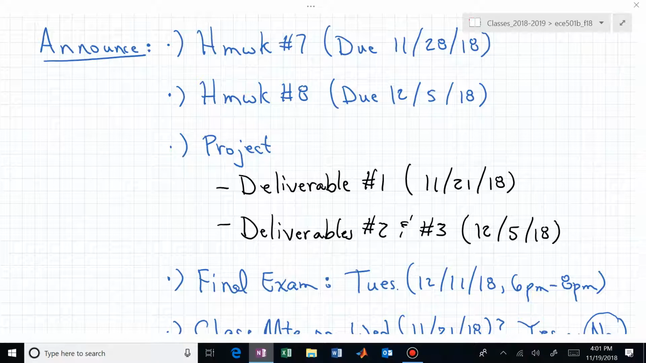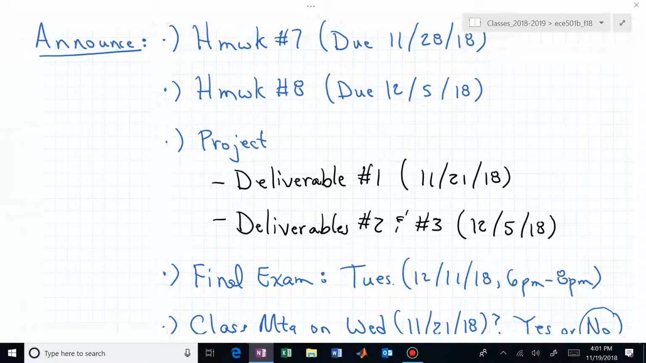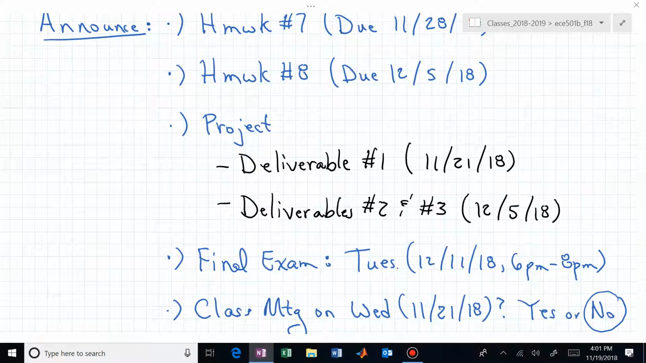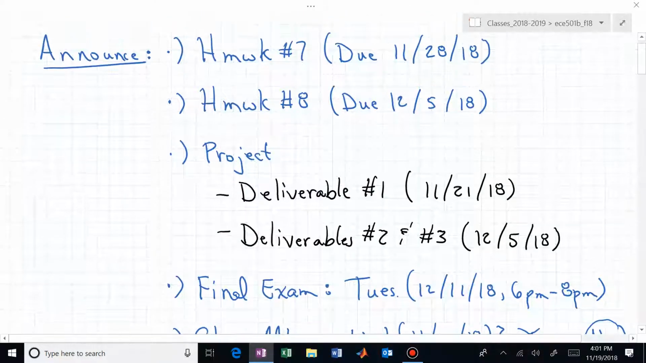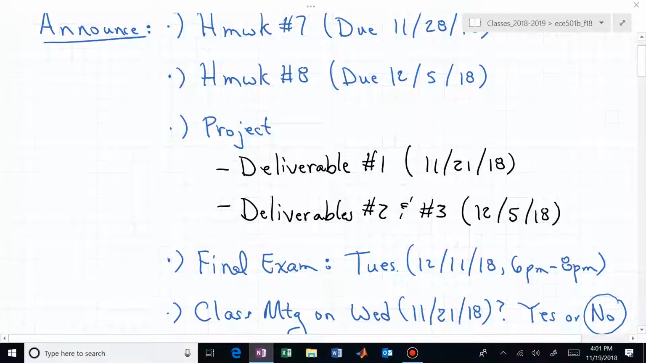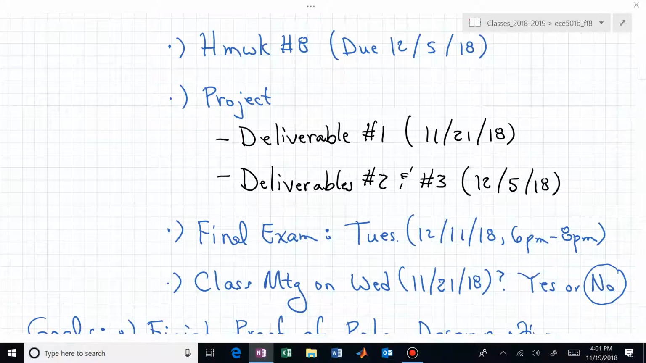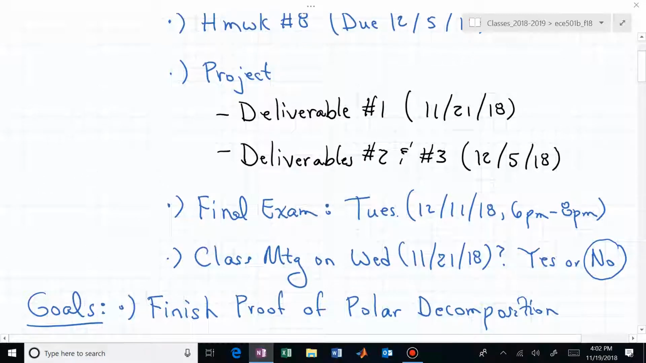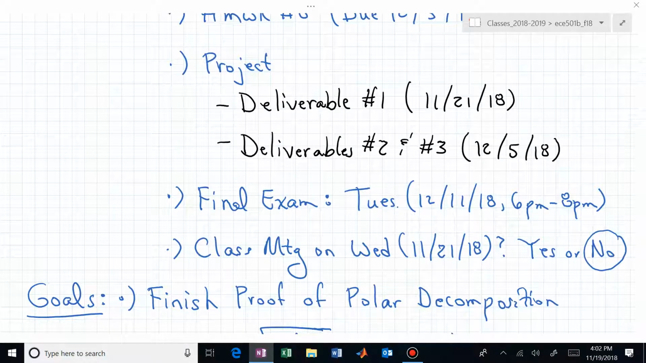So we won't have class on this Wednesday, the Wednesday before our break, but obviously a week from that date you have your homework 7 due. Homework 8 is due the following Wednesday, and deliverable number 1 is due on the day we don't meet.